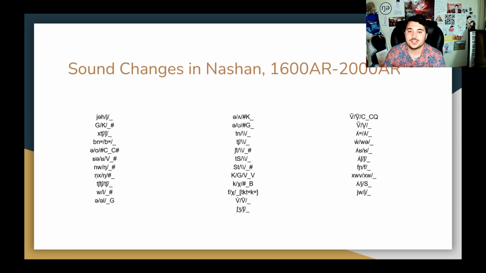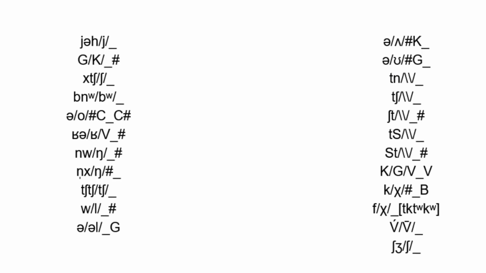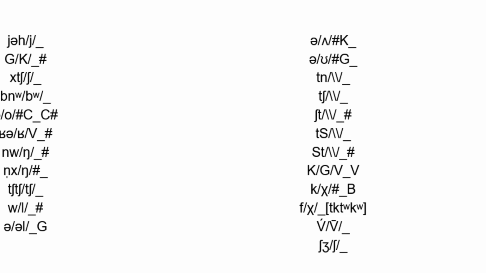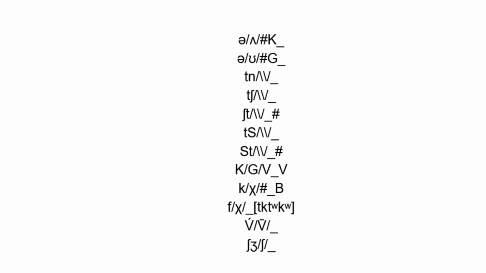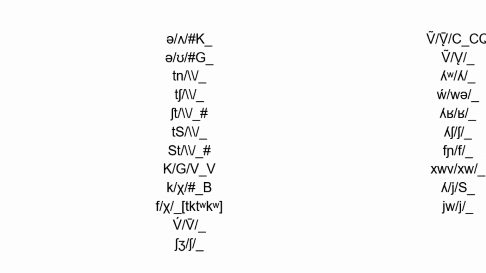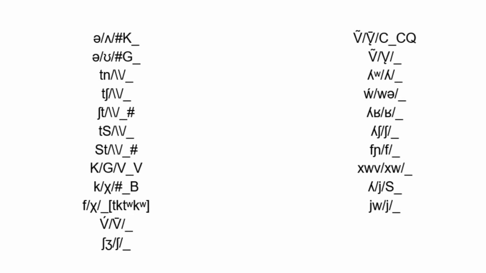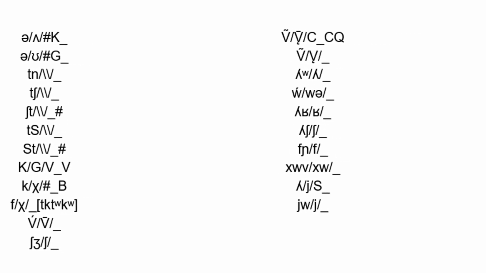Again, we were working on the Notion evolution a little while back, and here's some examples of some sound changes that happened in the Notion language between 1600 AR and 2000 AR. So there's a few of these that aren't going to make sense to you yet if you're just learning, but most of them should kind of make sense. You're going to see a lot of capital letters in here, and those are all for categories.